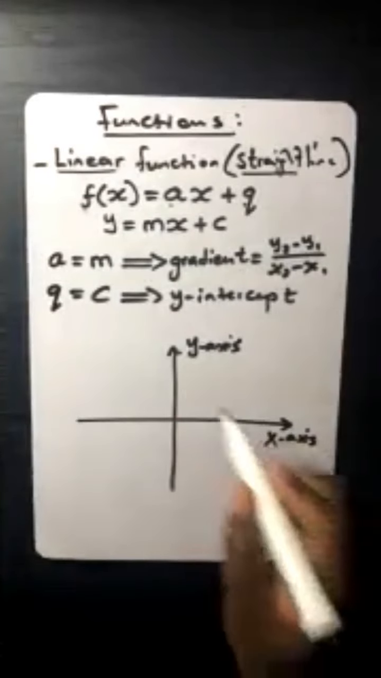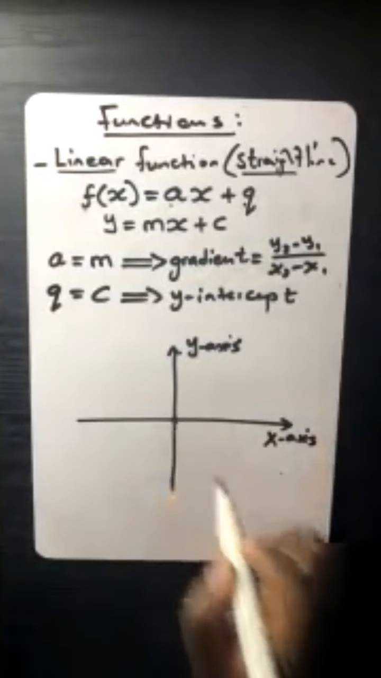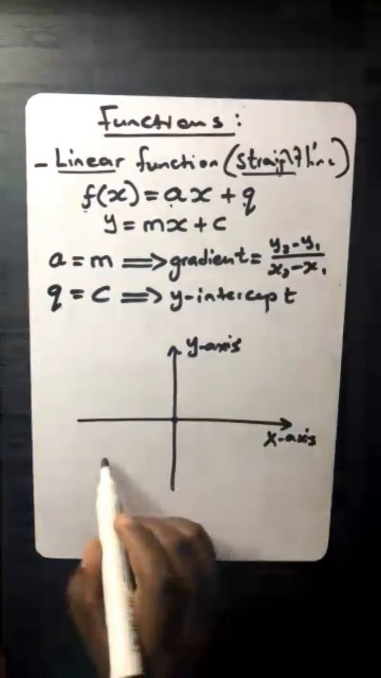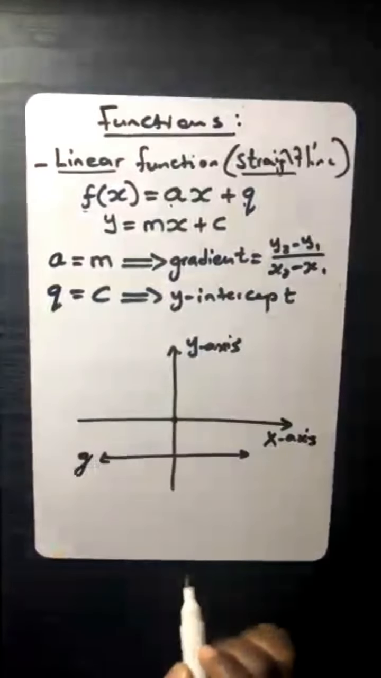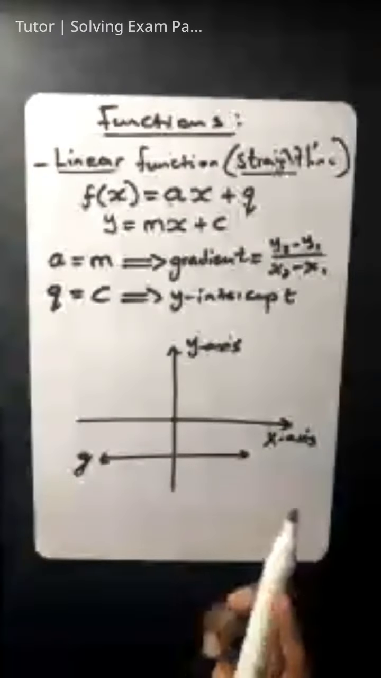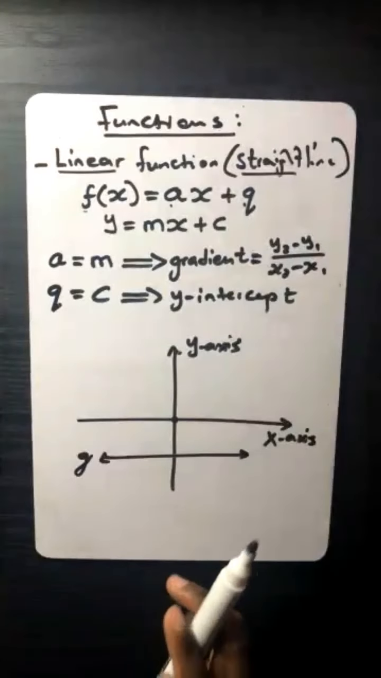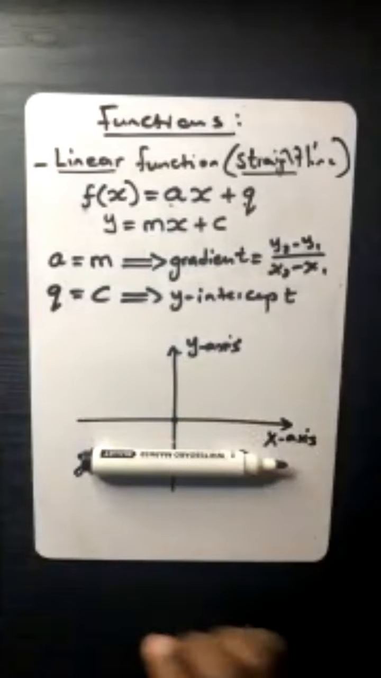Okay, so guys, we've got the x-axis and the y-axis. Always know that this point is the origin. Make sure that you never forget that. So what if we've got a straight line parallel to the x-axis? Let's call it g. A straight line could be in any direction, guys. Now I'm going to explain a straight line which is parallel to the x-axis, which is that straight line.